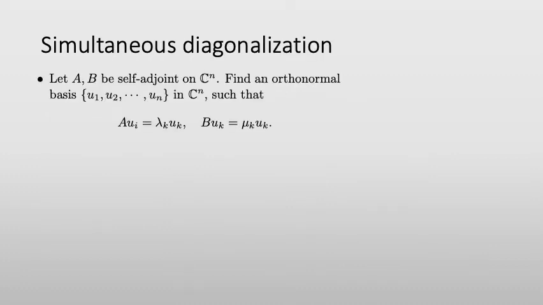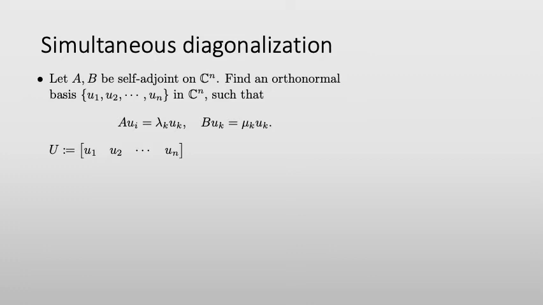Suppose A and B are both self-adjoint. We would like to find common eigenvectors for A and B, so that they form an orthonormal basis of Cn. Let's say A has eigenvalues lambda 1, lambda 2, up to lambda n, and B has eigenvalues mu 1, mu 2 up to mu n.